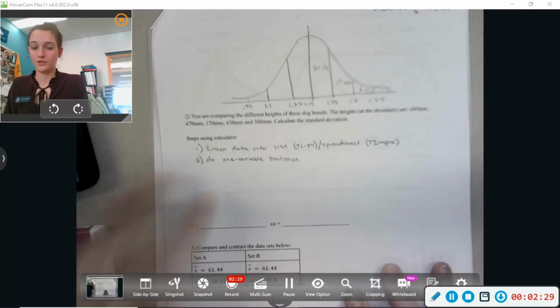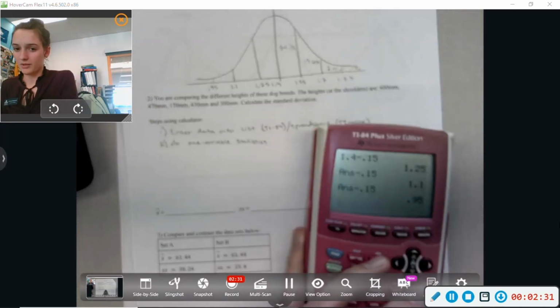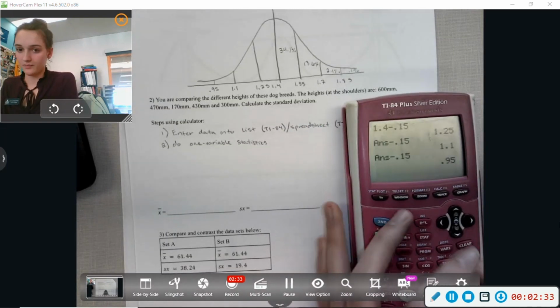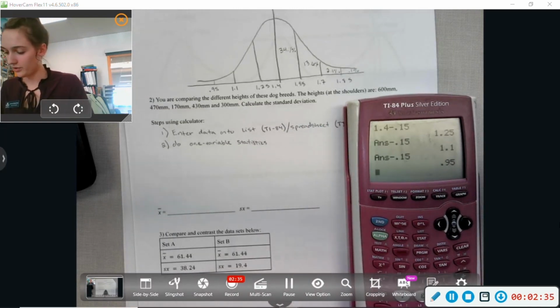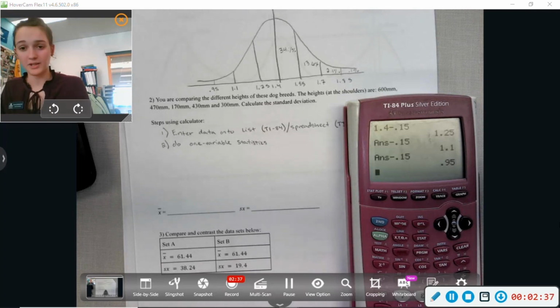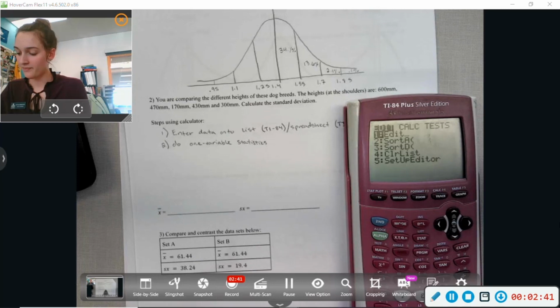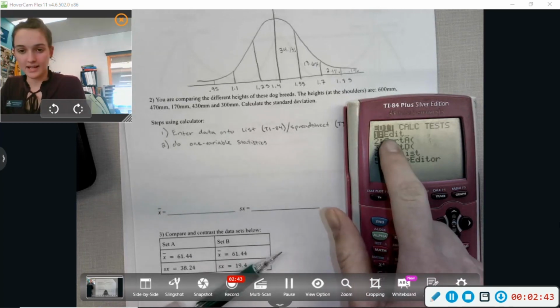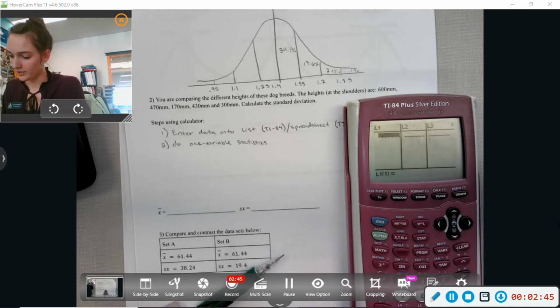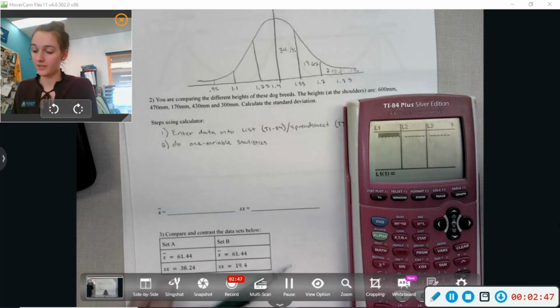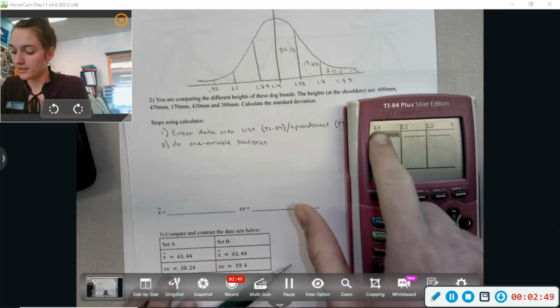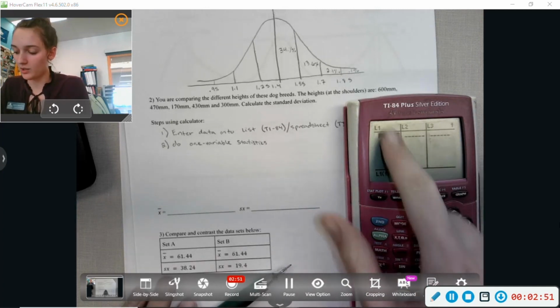Okay, so if this is my graphing calculator, what I'm going to do is find the button that says stat. Mine says stat right here. So I'm going to hit stat, and then right here it says edit. I'm going to go there and hit enter, okay? Now each of these are different lists. We just need one.